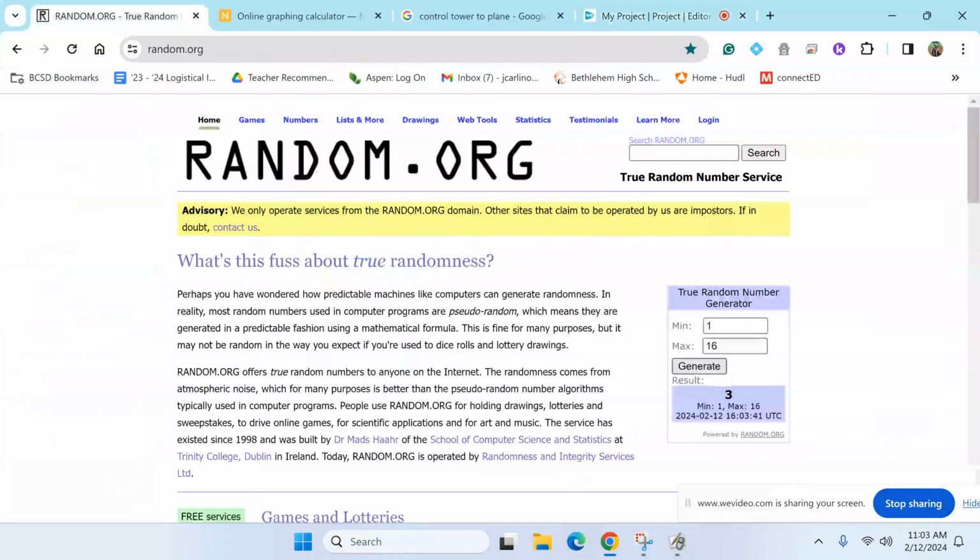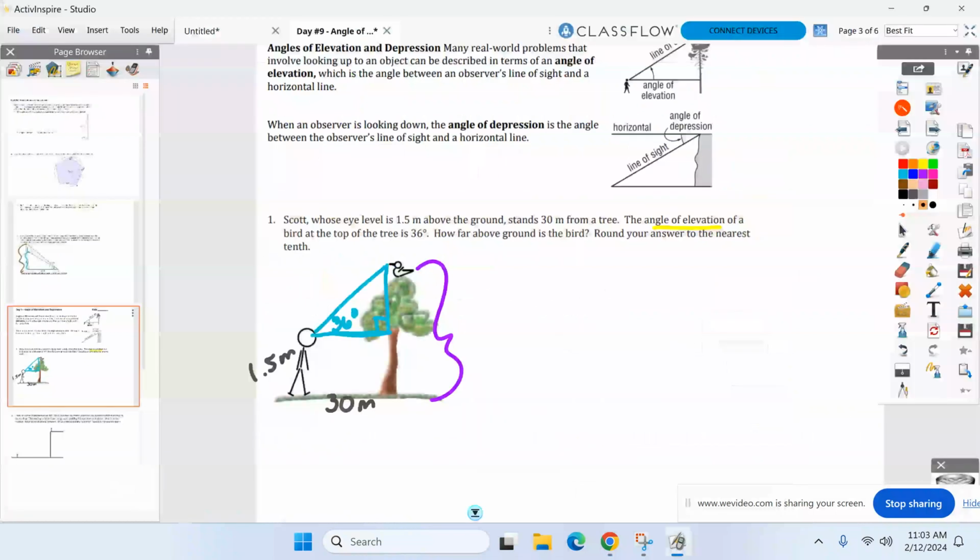Let's roll 3 again. Aiden, what do you got? What's one side length you're pretty positive on? 30 meters. Yeah, 30 meters right down here for this leg. Yep, 30 meters.